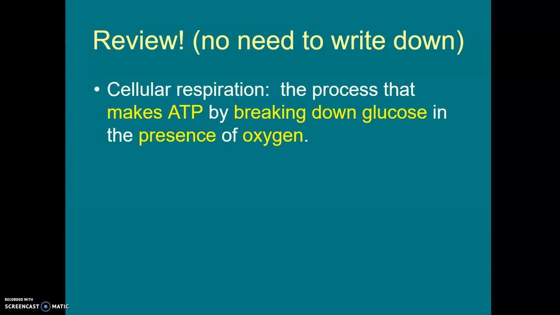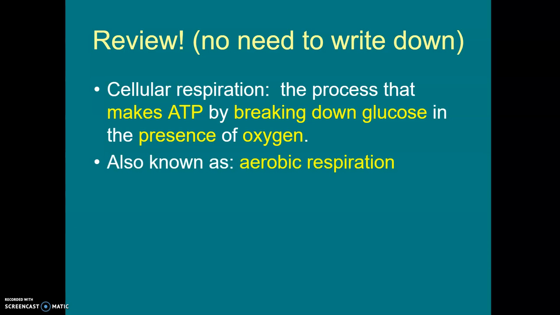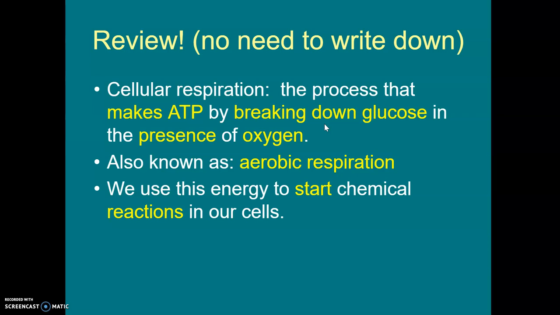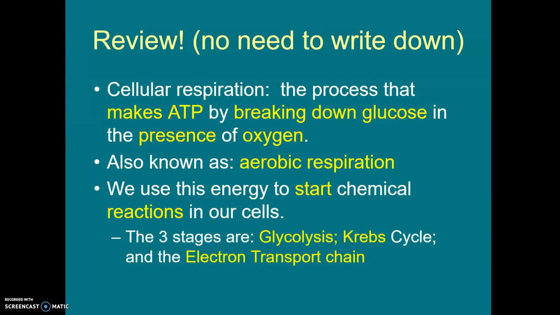Remember, we've been talking about cellular respiration, the process that makes ATP by breaking down glucose in the presence of oxygen. We called that aerobic. Remember, aerobic means with oxygen. We need that energy, the ATP, to do chemical reactions in our cells. And we talked about the three stages, the glycolysis, the Krebs cycle, and the electron transport chain, with most of the ATP being made in the electron transport chain.